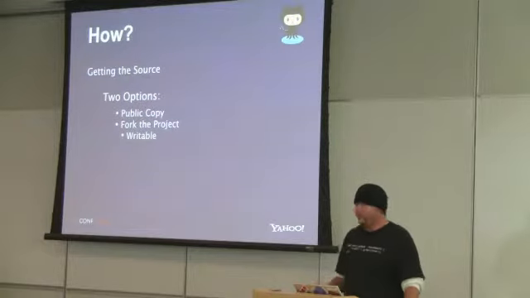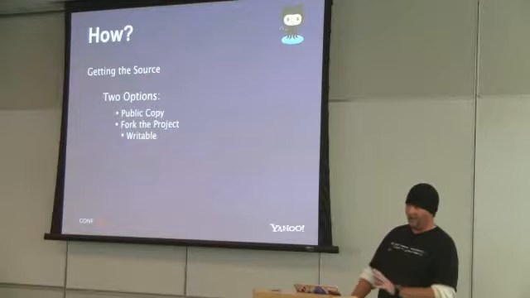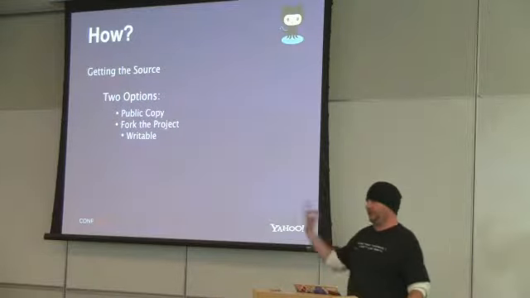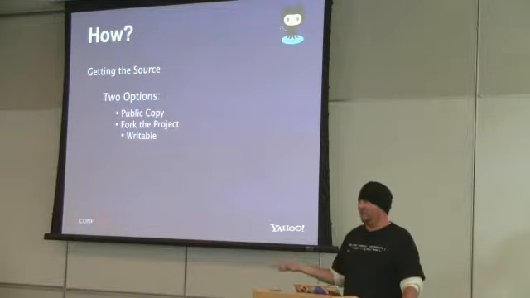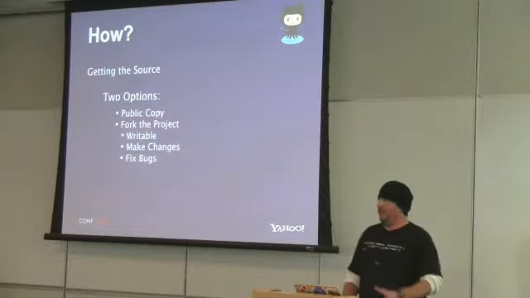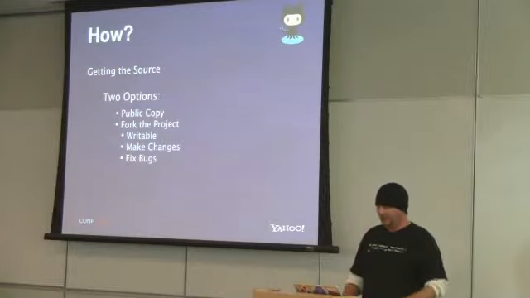So a fork of the project makes it writable. It's not really writable, it's writable in the sense that you have some place to put it. Since you forked it on GitHub, you can make changes, commit back to it, and push it all back up to GitHub. And you can fix bugs at that point, because you have a place to put it and a place to push it.